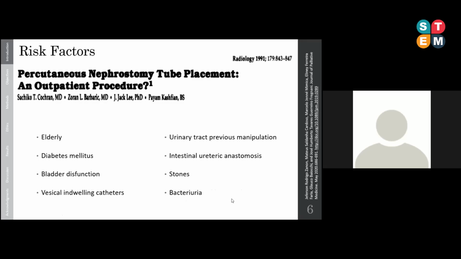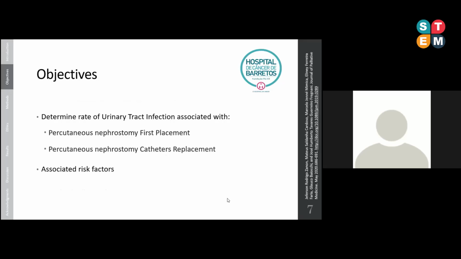They defined the high risk group for sepsis as elderly patients, diabetic patients, patients with bladder dysfunction, vesical indwelling catheter carriers, previous urinary tract manipulation, intestinal ureteric anastomosis, kidney stones, and bacteriuria. So based on these facts, we decided to study what was happening in our institution regarding antibiotic prophylaxis and percutaneous nephrostomy.